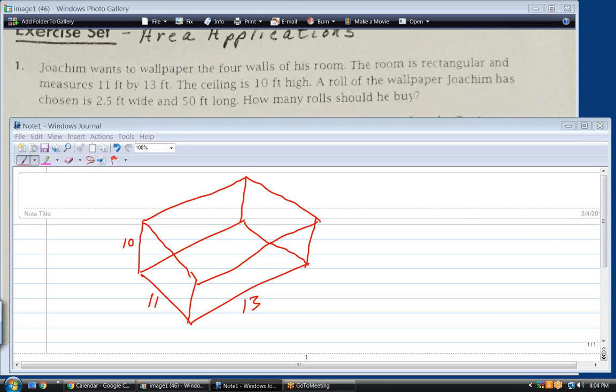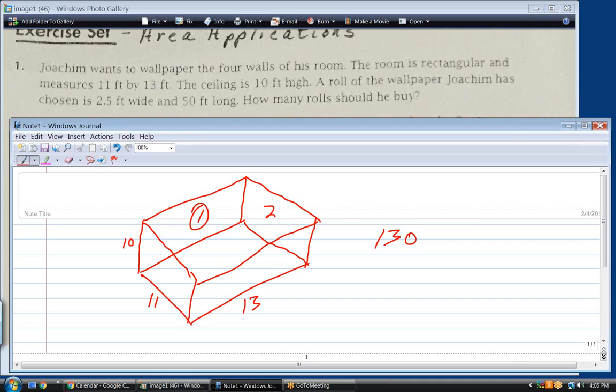There's two ways to look at these problems. And you tell me how your teacher is looking at them. One way is to figure out the total surface area to be covered by the wallpaper. Okay. Let's do it that way. What's the surface of wall number 1? Is that 10 by 13?